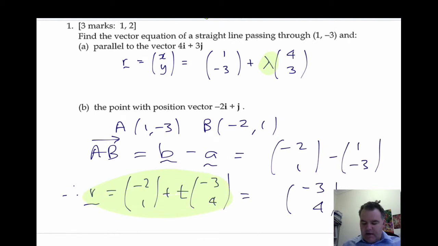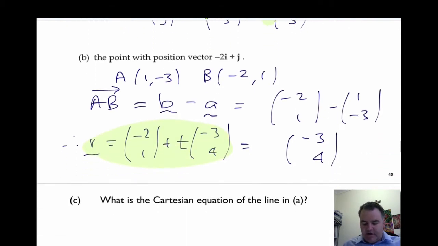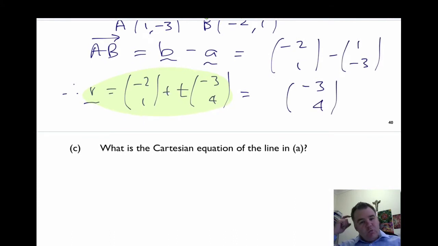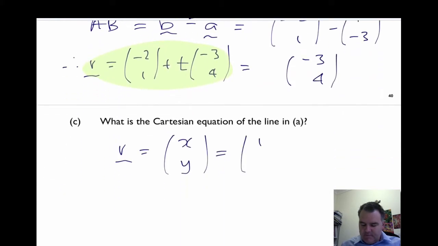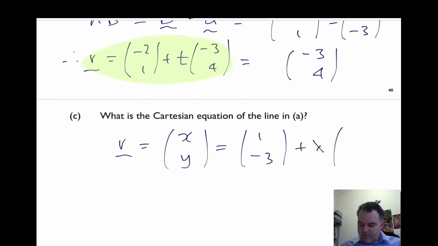Okay, extra page on your Notability. If you add an extra page, I've added an extra question here. What is the Cartesian equation of the line in part A? Let's write that out again. The equation of the line was given as (1, -3) plus lambda (4, 3).